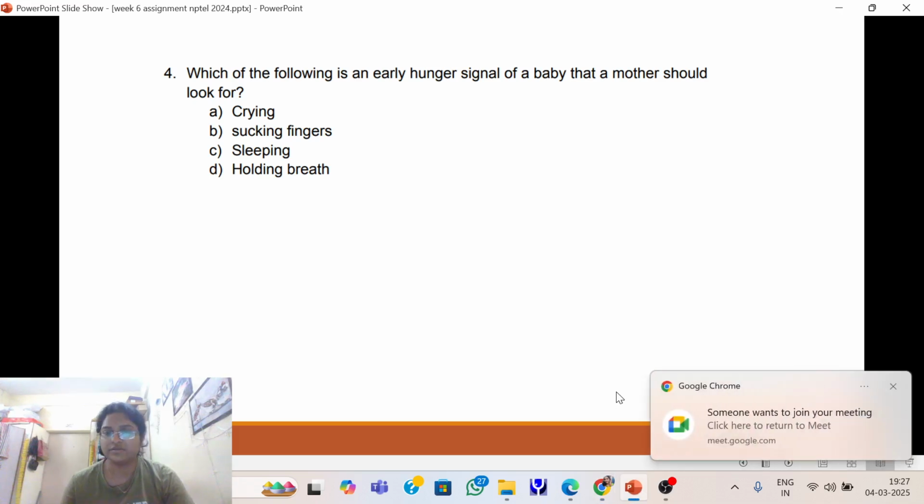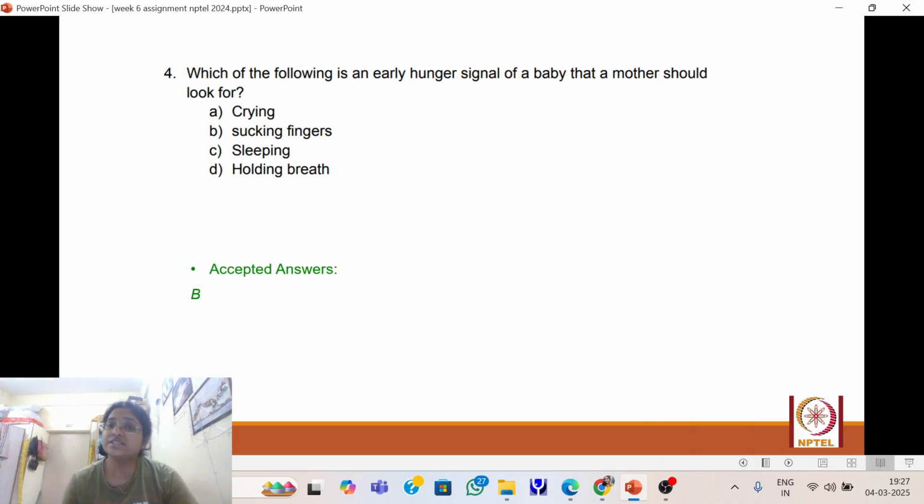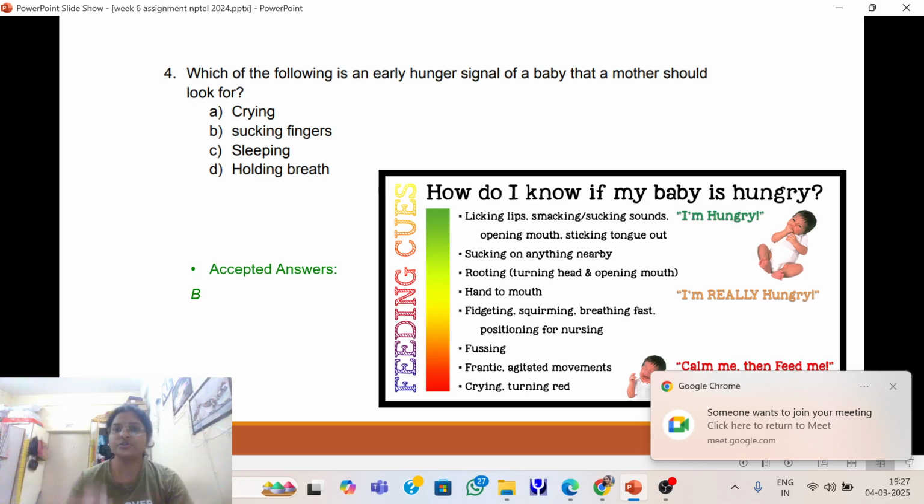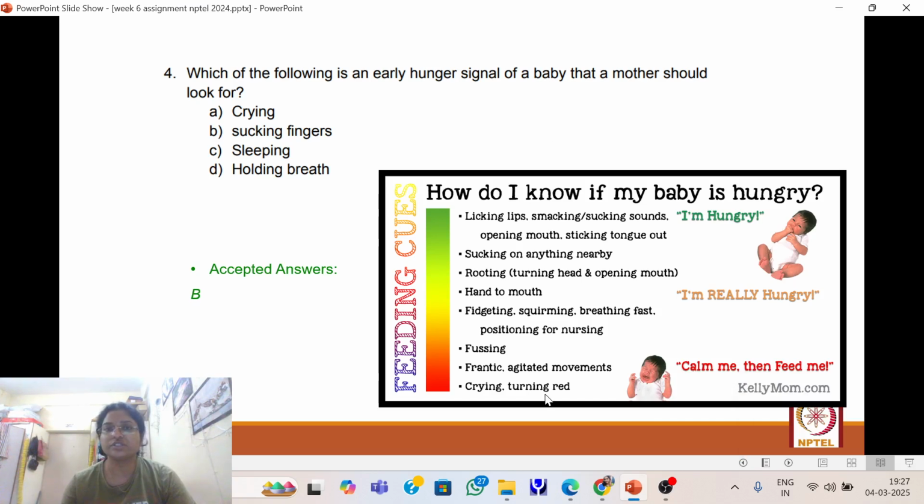Okay. Let's see what is the correct answer. It is B. Sucking fingers. Which of the following is an early hunger signal of a baby that a mother should look for? It is sucking fingers. So if the baby is sucking fingers, probably it is a signal that it is hungry, right? So how do you know if my baby is hungry? So these are the symptoms which you can see.